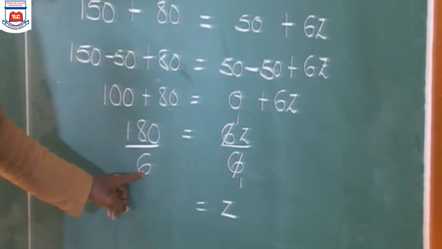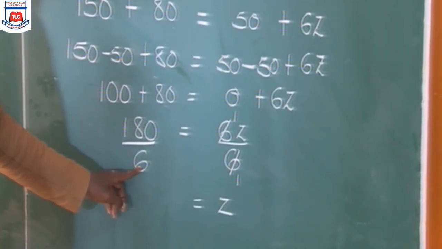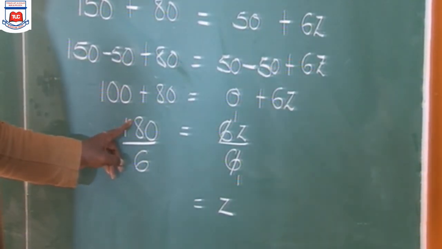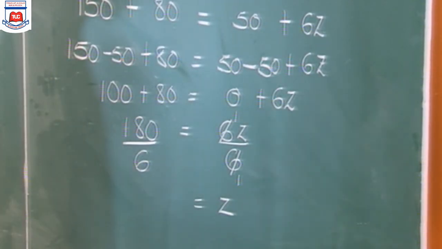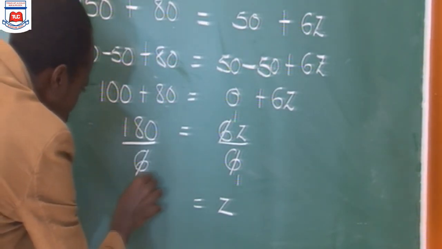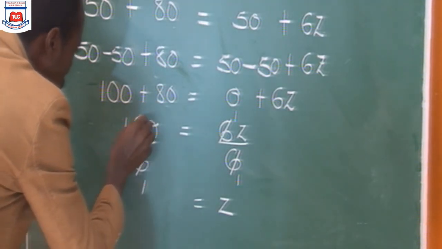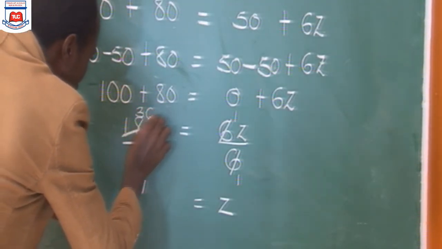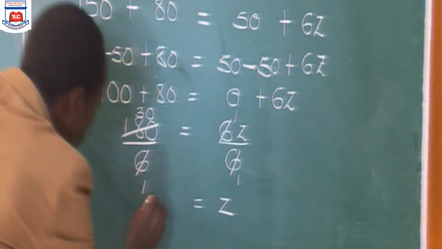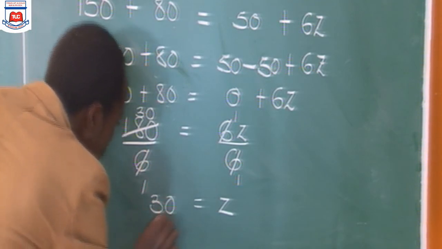Let's divide 6 by 6 here. We shall have 1. 6 goes in 180, 30 times. If you can't do that, please, I advise you use side work. Okay? By 6, once, 6 goes here, 30. Okay? That means our z is 30. So we shall have 30 as our z.